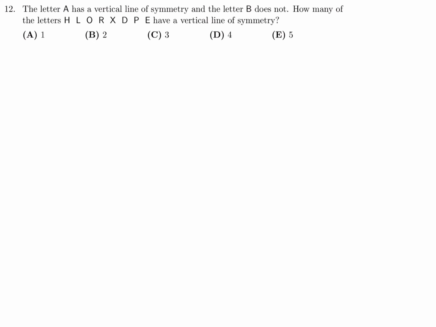The letter A has a vertical line of symmetry and the letter B does not. How many of the letters H, L, O, R, X, D, P, E have a vertical line of symmetry? H does, right down the middle. O does, right down the middle. And X does, right down the middle. And I think those are the only 3 letters of these letters that have a vertical line of symmetry, that is. Therefore, number 12, the answer is C.